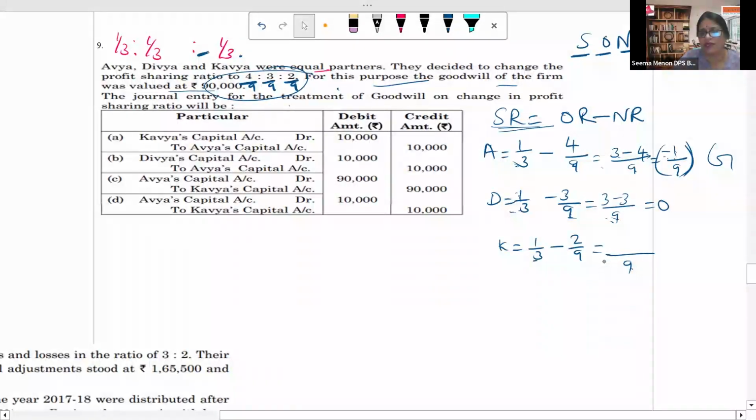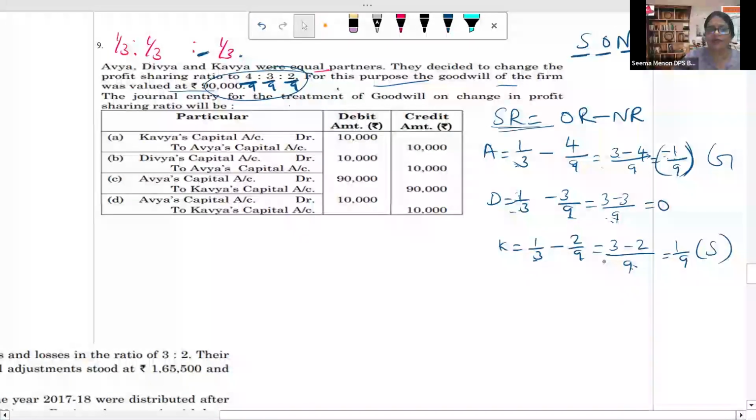Next one, let's solve it again. LCM 9. 9 divided by 3, 3 into 1, 3. 9 divided by 9, 1. 1 into 2, 2. Minus 2. 3 minus 2 is 1/9. We are getting the sacrifice answer as positive. That means K is sacrificing, right?